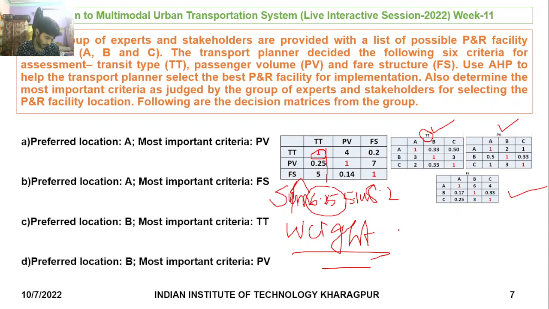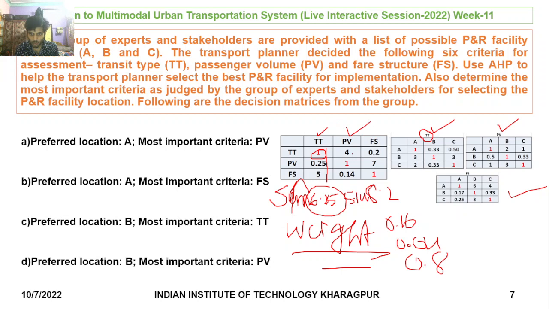So if you divide 1 by this, you will get a value. Suppose this comes out to be 0.16, and then it will come as 0.04, and then the third one will come as 0.8, right? So now for TT we got these three values.